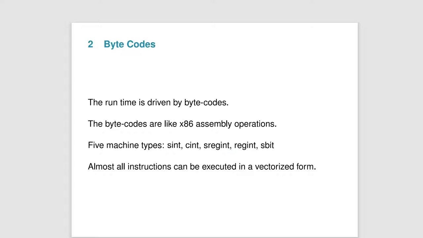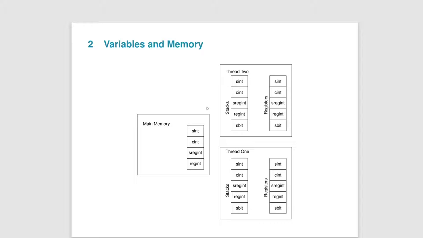So let's have a quick overview of what's happening with memory. In SCALE, each thread has its own stacks and registers, as you can see here, for each of the fundamental types. So you can see we have sint, cint, sregint, regint, and sbit. In addition to that, there is the main memory, which can be used to exchange information between the threads. We will see later on how to use the stacks and registers.